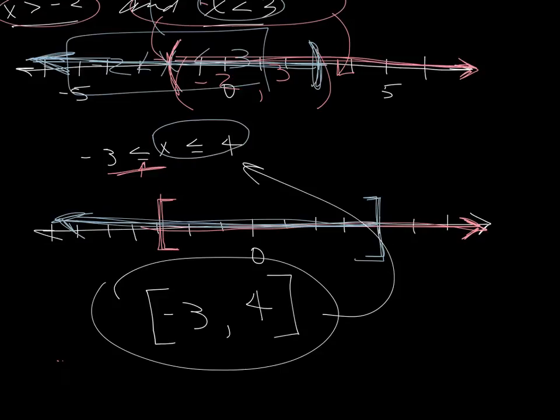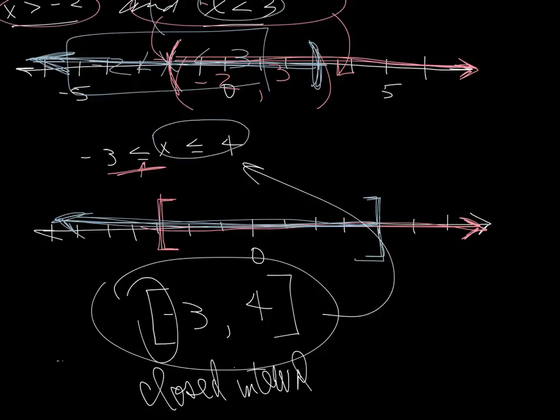for this. This is called a closed interval because both sides of those are included in my answer. They're squared off. If they were rounded like they were on the last one, it's called an open interval.